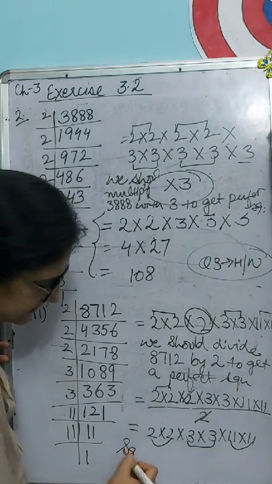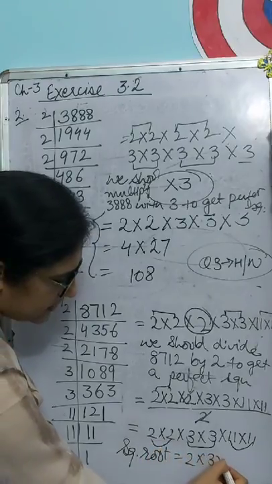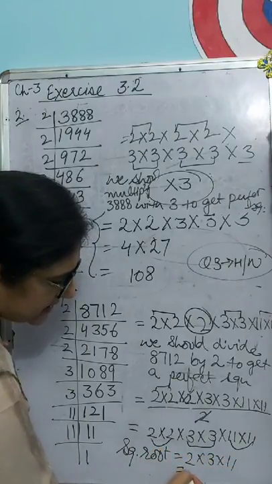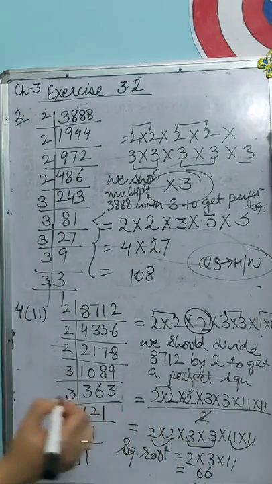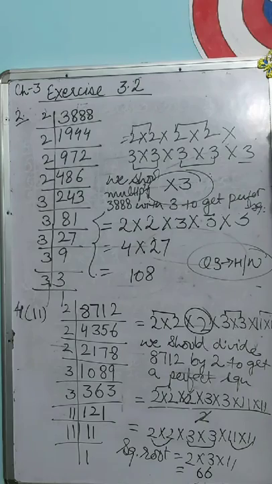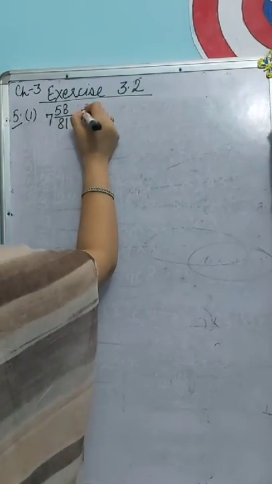Square root will be 2 into 3 into 11. It is 2 3s are 6. 6 into 11 is 66. The answer is 66.